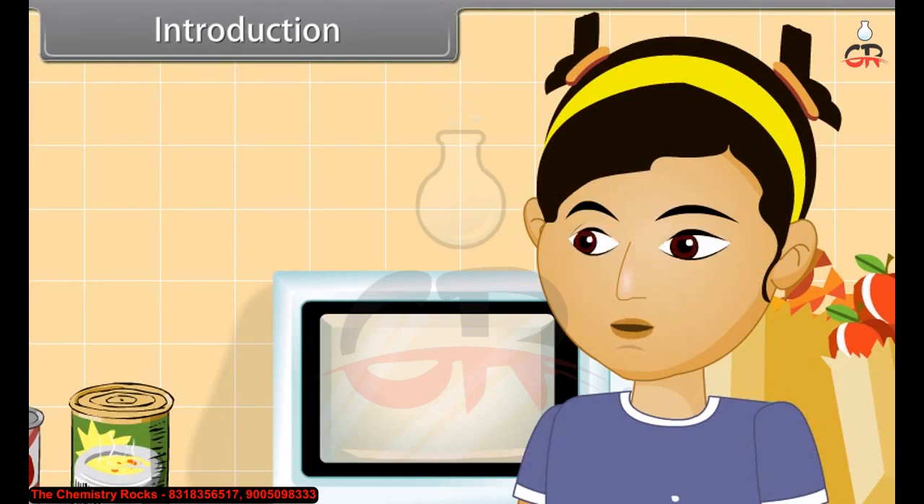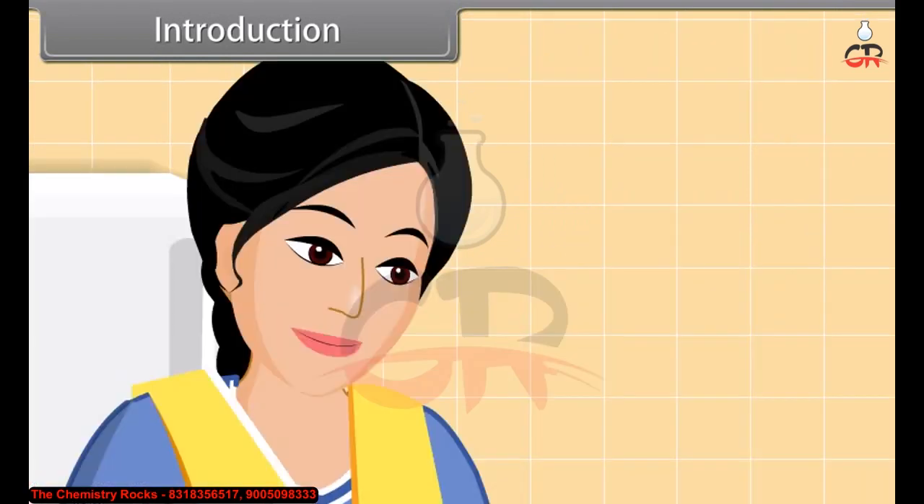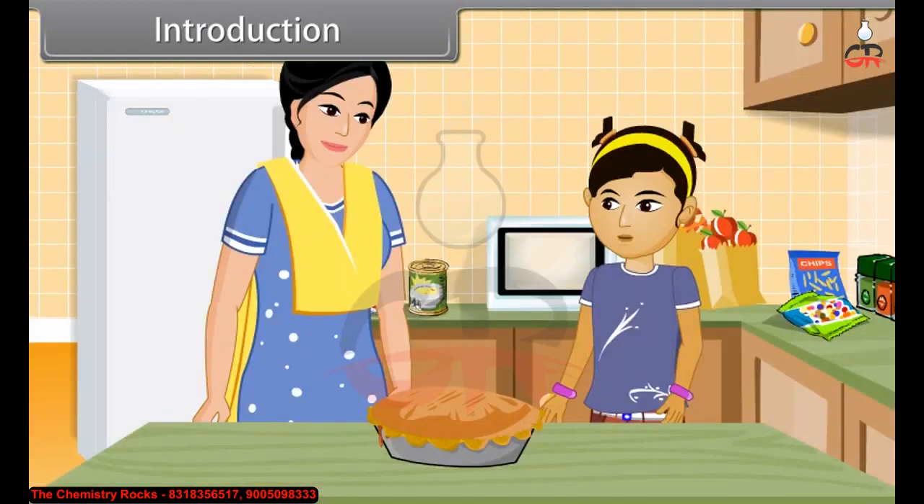But there is some other name of baking soda. Yes, Divya. Its chemical name is sodium hydrogen carbonate. Mother, I want to know something more about this. Students, in our everyday life, we use many chemical compounds. To understand these chemicals, we have to know more about their constituent elements.